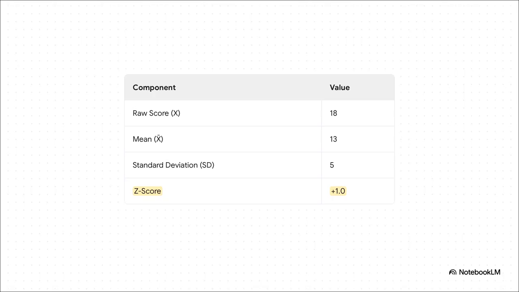So let's calculate this for our score of 18. The average score for our group, the mean, was 13, and the standard deviation was 5. So our score of 18 is 5 points above that mean of 13. And since one standard deviation is 5 points, well, that means we are exactly one standard deviation above the mean. Our z-score is a nice clean plus 1.0.